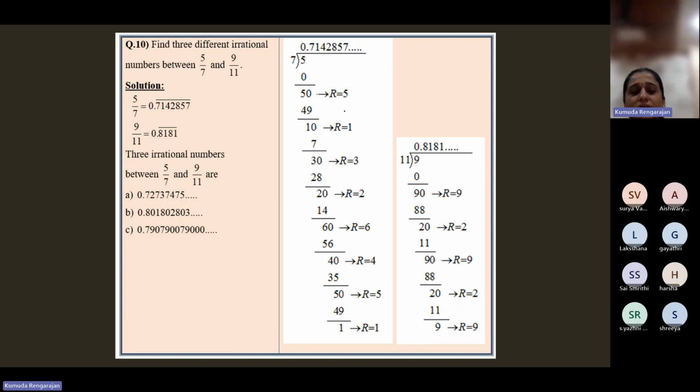So you should not abruptly stop the division. You should not simply stop after 2, 3 steps. You must wait till the remainder repeats, and you should confirm. Like I did here, I got remainders 5, 1, 3, 2, 6, 4. I got 5, but I didn't stop there. You can actually stop, but I just did one more step to confirm. Yeah, I'm getting 5, 1. Yeah, stop.